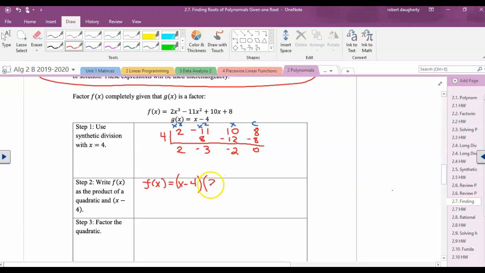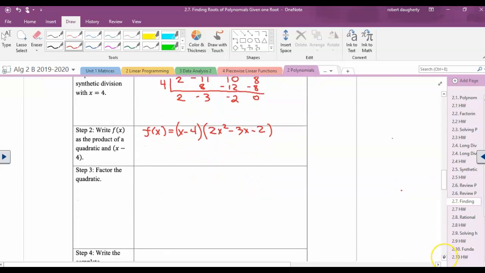Two x squared minus 3x minus 2. Now what part needs to be factored? Which of these can I factor? The quadratic. So I need to find two numbers that multiply to -4 and add to -3. So those numbers are what? -4 and +1. So I can write this as 2x squared minus 4x plus x minus 2.